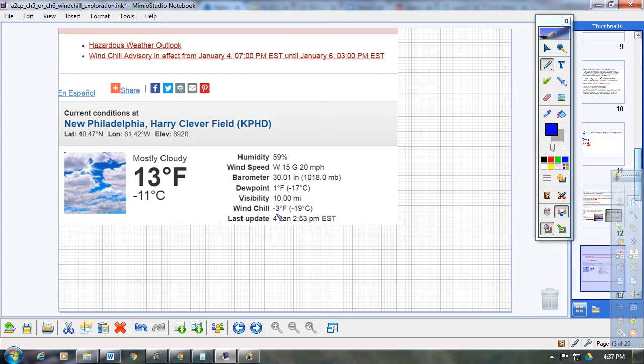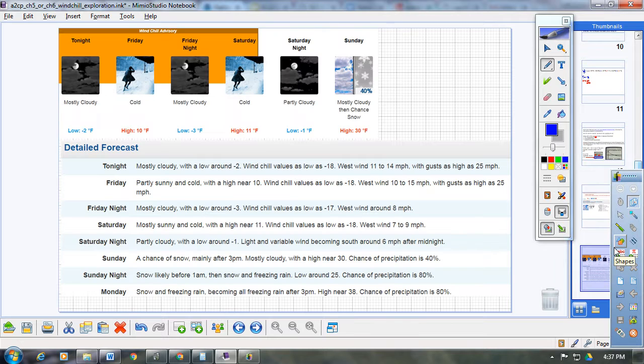So it felt like -3 degrees Fahrenheit, and even a little bit colder with those wind gusts, which we could go back and calculate, between which two wind chills that would be, but it is going to feel even a little colder than -3 degrees Fahrenheit. Looking at the forecast now, we see that tonight, the low is projected to go as low as -2 degrees Fahrenheit, air temperature.